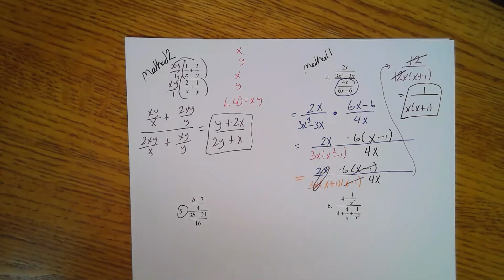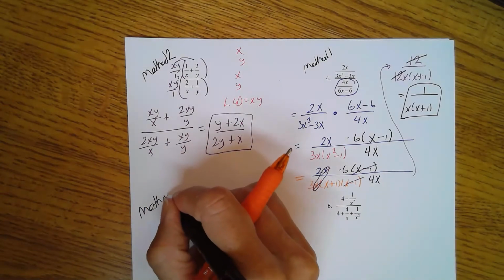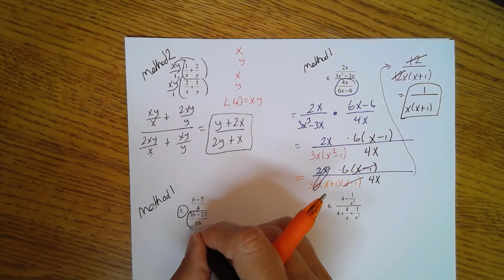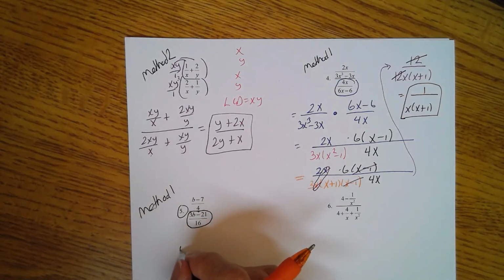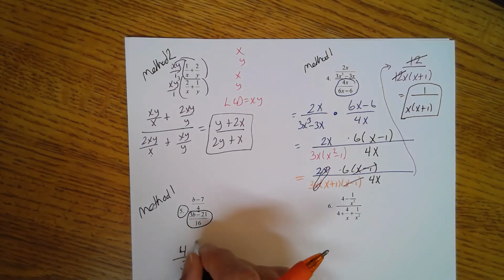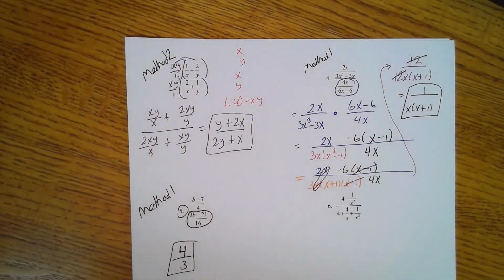So on number 5, we're going to list that as method 1 because you have one fraction over one fraction. So change division to multiplication and flip your second fraction. And I'm going to give you the answer, but I want you to try to get to the answer of 4/3. So the answer to number 5 is just 4/3.